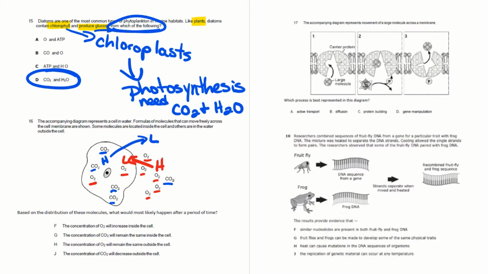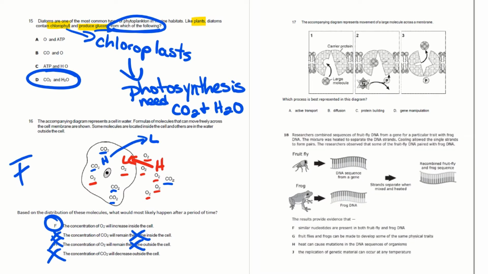F, the concentration of O2 will increase in the inside. Yes, that is correct. The concentration of CO2 will remain the same. No. The concentration of O2 will remain the same. No. The concentration of O2 will decrease outside of the cell. That's incorrect. It's actually going to increase outside. So our answer would be letter F.